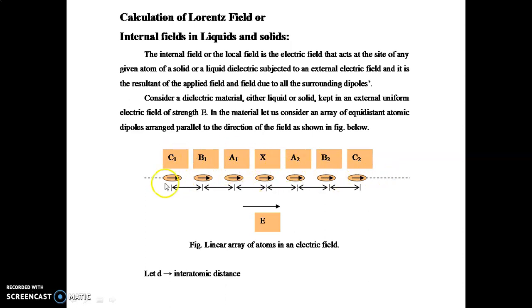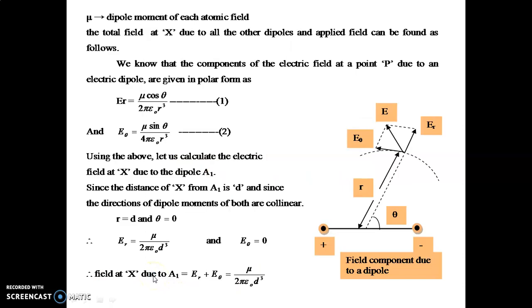All dipoles you can see here are aligned in the direction of the applied field. Here is the direction of the applied field, and the dipoles are parallel to each other in this direction. This linear array of atoms in the electric field is considered with equal interatomic distance, taken as d here. Clear? Now let us say, as you know, mu is the dipole moment of each atom. Then the total field at X due to all other dipoles and the applied field can be found as follows.